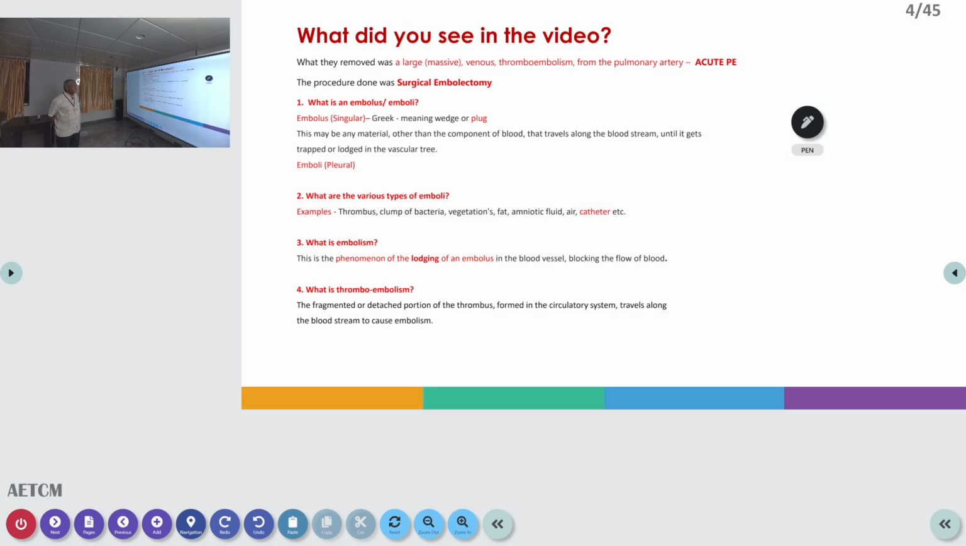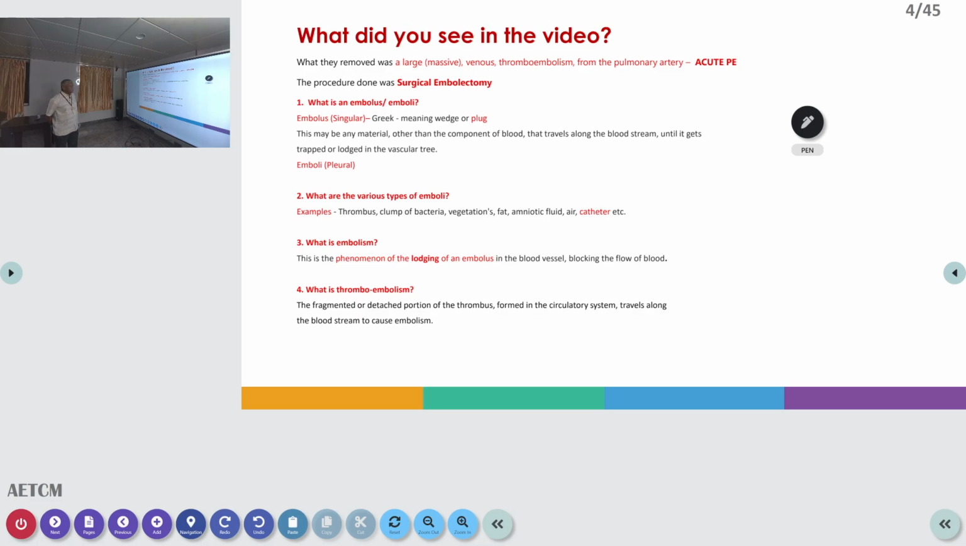There are various types of emboli. One is thrombus, which we have seen on the screen, and another is bacterial clumping, that is vegetations, fat emboli, amniotic fluid around labor, and then air emboli and catheter embolization. Embolism is the phenomenon of lodging of an embolus in the blood vessel.